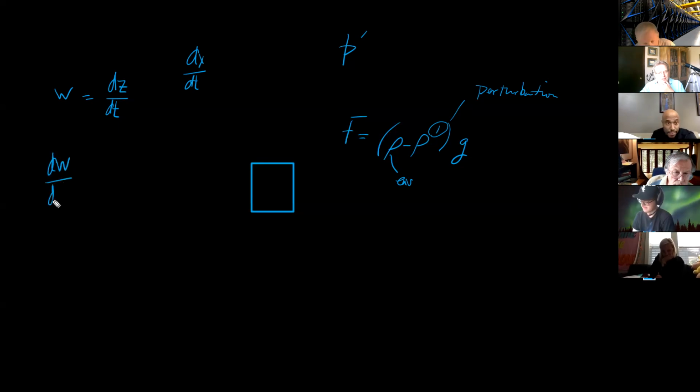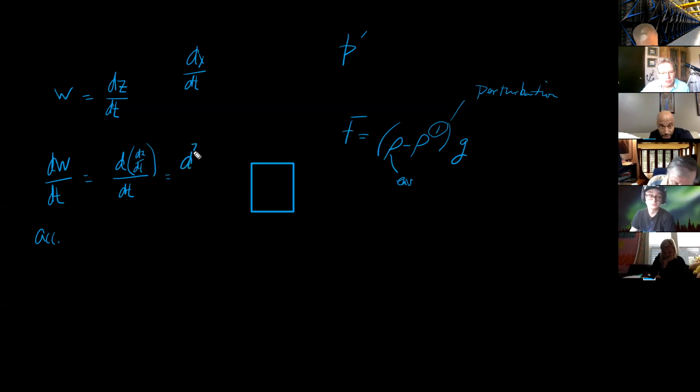Okay. Now, what if I did this? dW dt is a what? Vertical acceleration? That's a vertical acceleration, isn't it? Well, that means I have to take the derivative with respect to time of a derivative. The derivative of a derivative is what we call a second derivative. And so the notation we do is this. That is the notation of a second derivative.